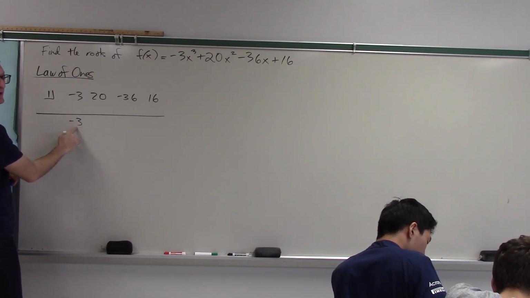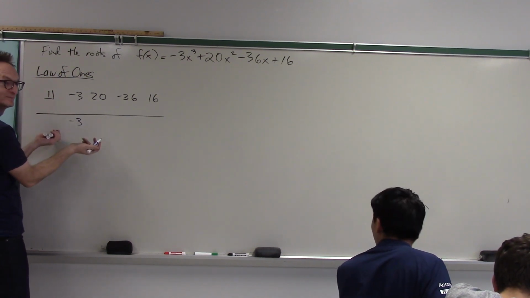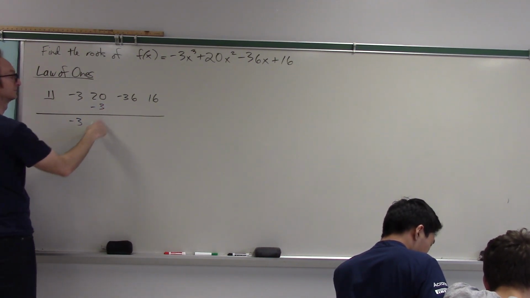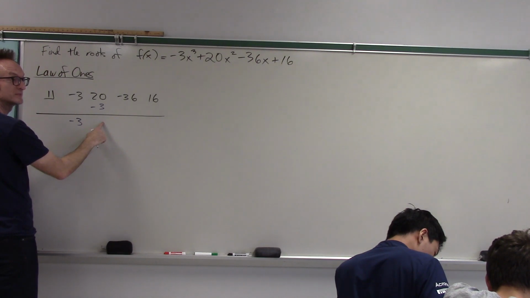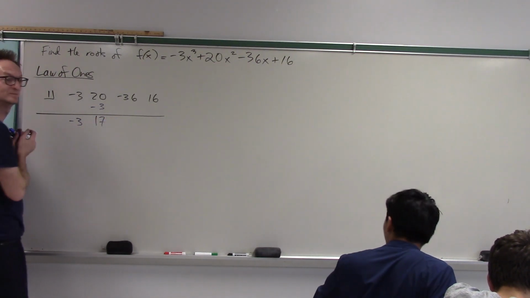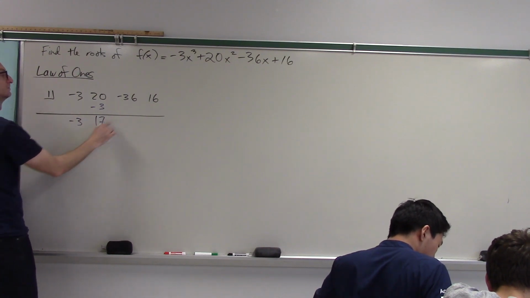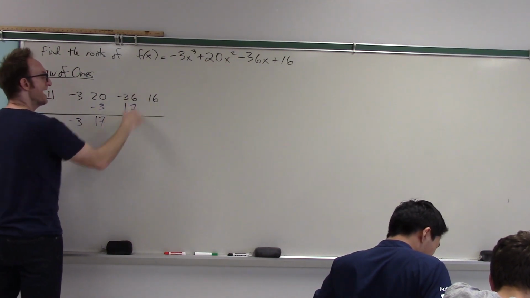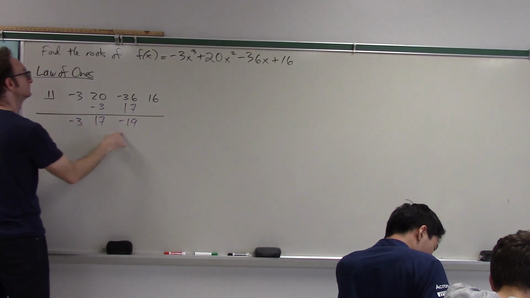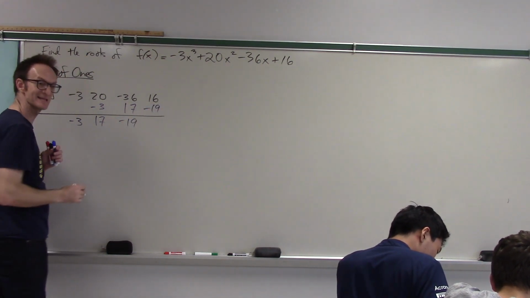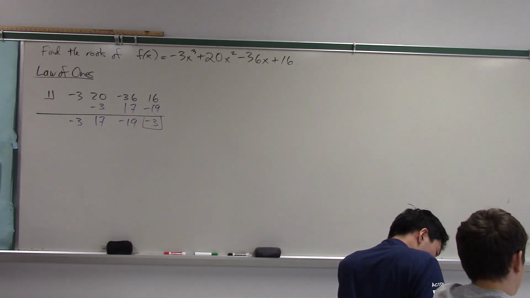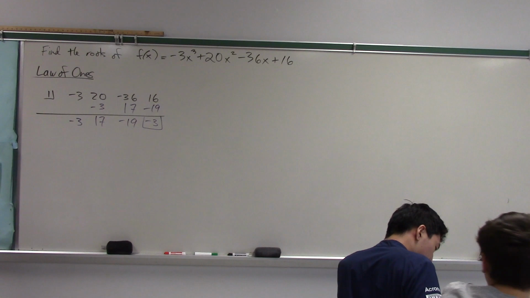multiply by 1, and you get negative 3. You write it over here, then add, and you get 17. Then multiply 17. Add. Multiply. Negative 19. Add. Negative 3. Uh-oh, what happened? There's a remainder, exactly.